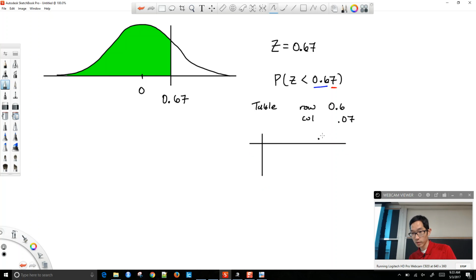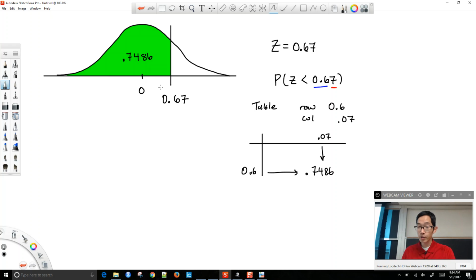So you go to the column 0.07 and the row 0.6, and 0.7486 is our intersection right there. That means the area to the left of z equal to 0.67 is 0.7486. Is that good with everybody?